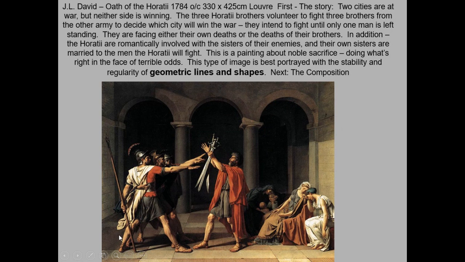But look a little closer and you'll notice that these three figures form a triangle. This figure forms a triangle. And if we exclude these figures in shadow, these ladies form a triangle to the side as well. And each of those three triangles is framed by this geometric rectangle with a circle on top. In the background, it's actually a very heavy use of geometric lines and shapes. That is typical of this particular type of style.